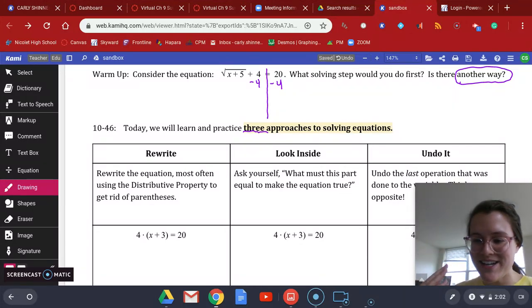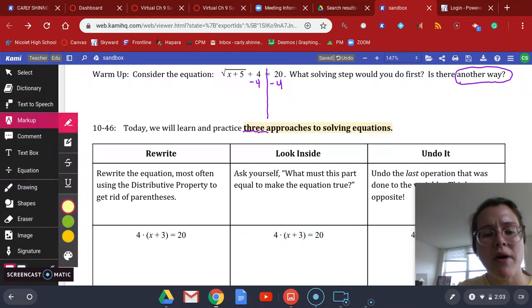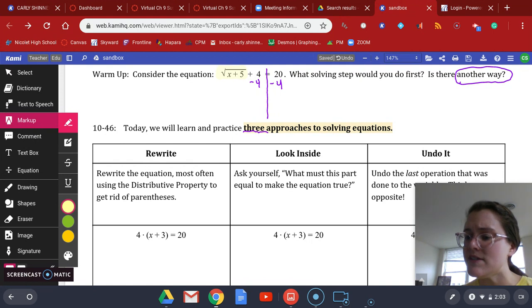It's just like a mental response, right? Is that wrong? No, that's a great solving step. But maybe other people thought, well, what number plus 4 gives me 20? Well, that would be 16, right? 16 plus 4 equals 20.